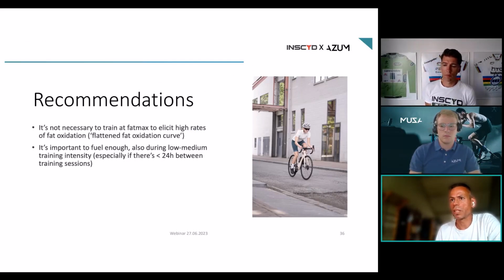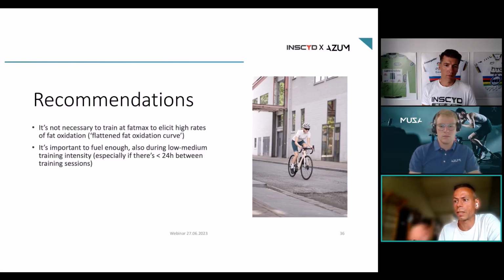So the recommendation here: it's not necessary to train at fat max to elicit high rates of fat oxidation. You have maybe seen the graphs, an inverted U-shaped curve of fat oxidation. It's not a very sharp top, it's more like a flattened curve. So this means that if you deviate a bit from that fat oxidation power output, it doesn't matter that much when it comes to fat oxidation rate. On the other side, it does make a big difference on carbohydrate oxidation.